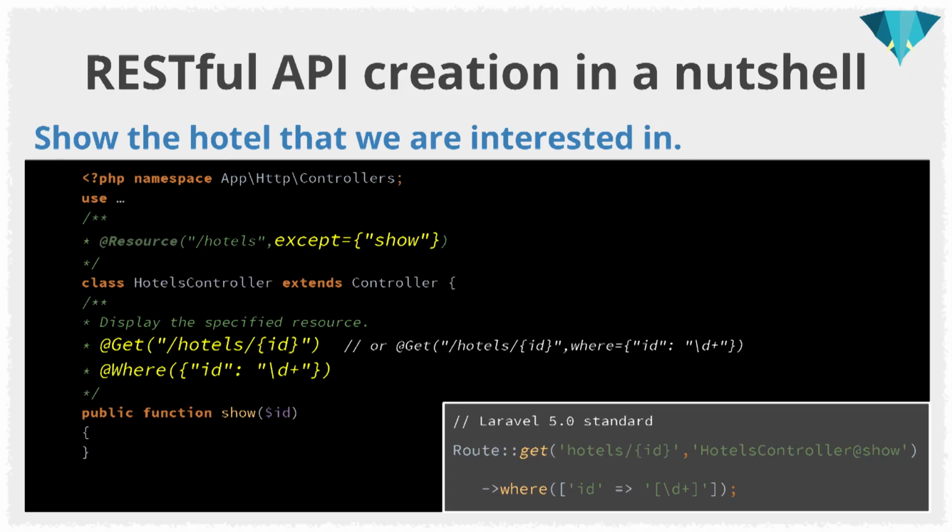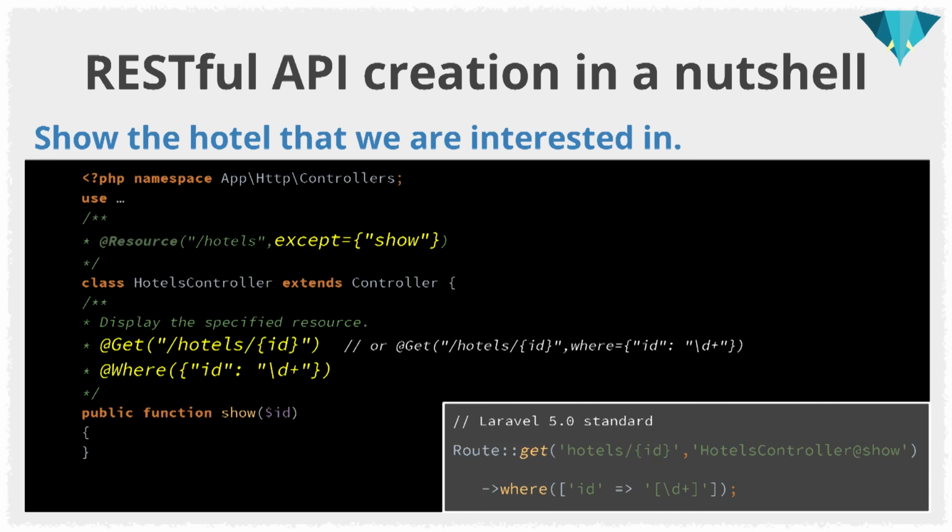Okay, so I searched for the hotel, and now I want to display the hotel that we're interested in. To do that, the user will click on our web page, and we'll fire a request to hotels/ and we'll pass the ID. To demonstrate another possibility with docblock annotations, we can use a where clause. This will limit everything to one or more numbers, as you can see by the \d+.